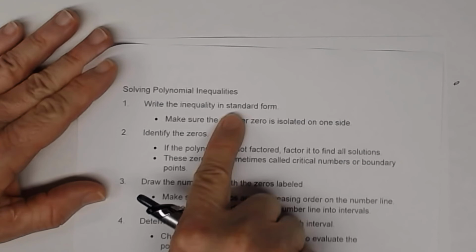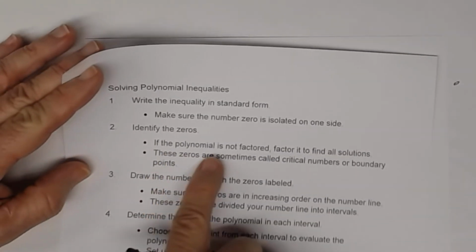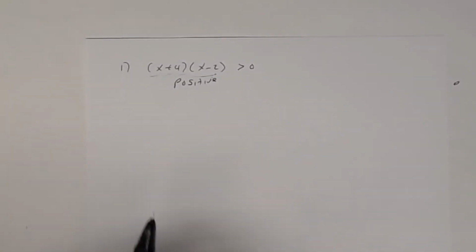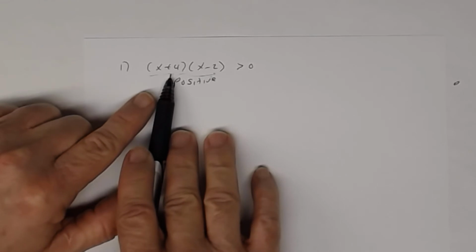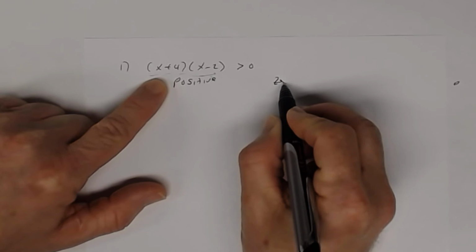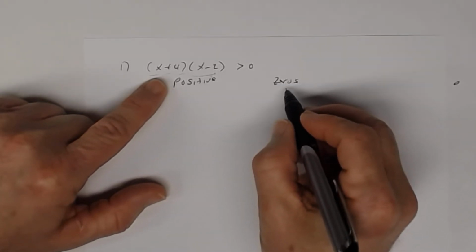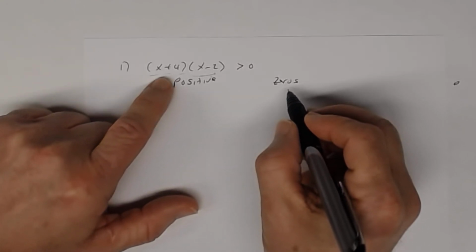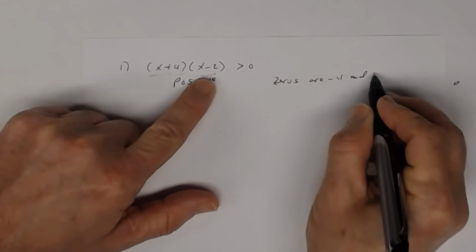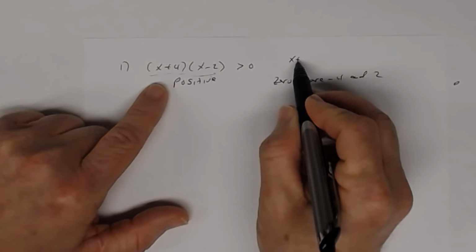Step number 1. The inequality is already in standard form. You already have 0 there. And it is already factored, right? So now we can easily identify the zeros. Whenever it's factored, that's easy to identify the zeros. And remember the other word for zero is critical number or boundary point. So your critical numbers are going to be negative 4 and positive 2, right?